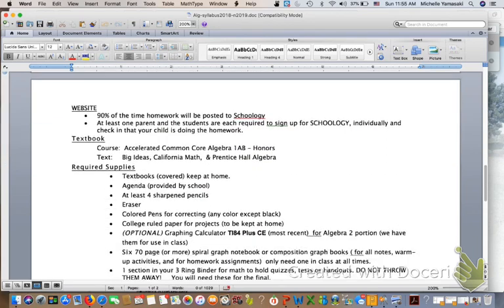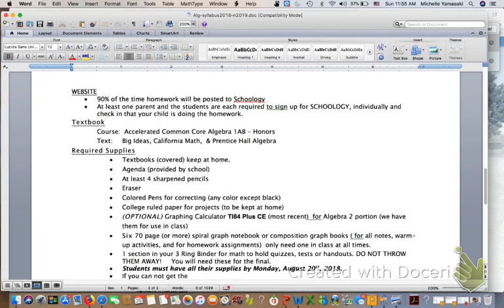All right, so 90% of the time, the homework will be on Schoology. I don't want to say every single one. I generally put the Schoology homework up after the day has happened, because I make the recording and then I add the recording to the assignment. So please check the board in the classroom daily for the homework.